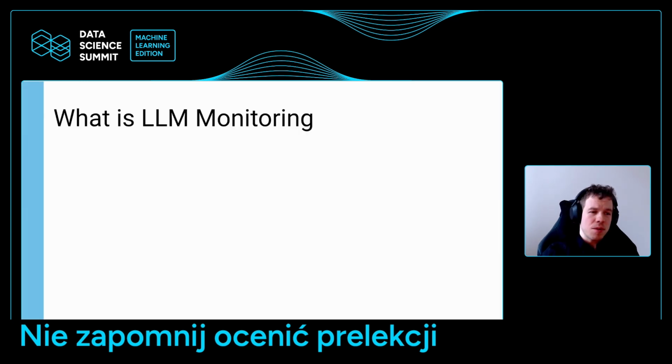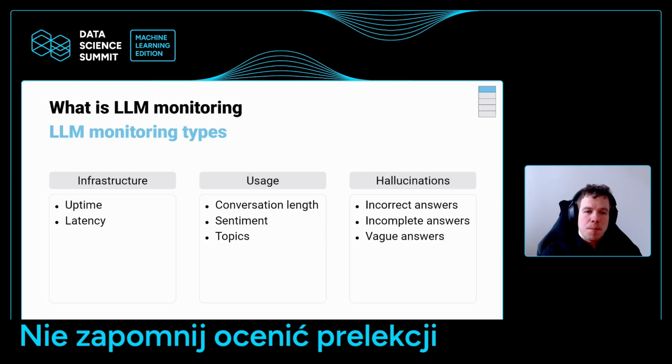So what is LLM monitoring? There are basically 3 LLM monitoring types. First, we can monitor the infrastructure of an LLM: the uptime, latency, making sure that the LLM is actually returning answers, is actually taking our prompts, and how fast it's doing so. Then we have usage monitoring, where we can monitor everything that's related to actual interaction with the users: the conversation length, the typical sentiment, both from the LLM and from the user, and topics, to make sure that the topics discussed are actually relevant to the way the LLM was trained or fine-tuned.